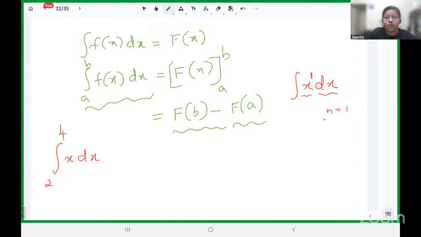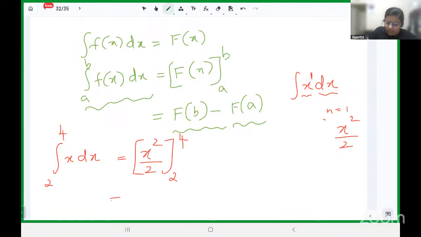So what you have to do? You have to add 1 to the power. So this will become x raised to 2 by 2, right? So the value is x raised to 2 by 2. But from 2 to 4, right? We are limiting this function. x square by 2 from 2 to 4.